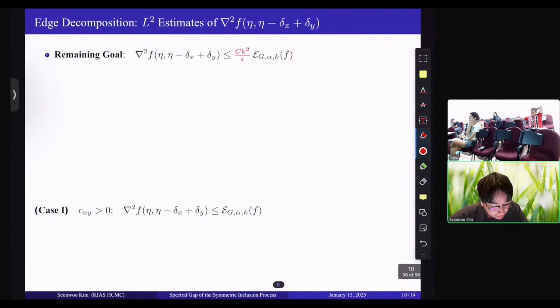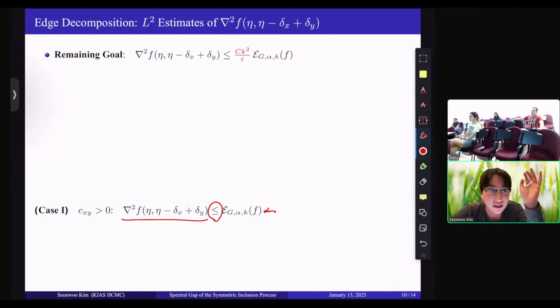And then just for the very simple case, assume that X and Y are actually connected in the original graph G. In that case, you can easily see that this Dirichlet summand is actually included in the original Dirichlet form, right? So for the upper bound, you can just use the simple upper bound, and we actually do not need help from K squared over epsilon.